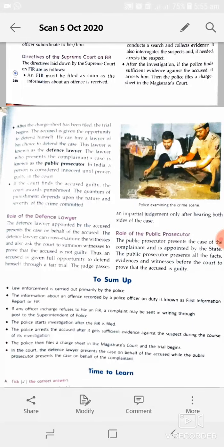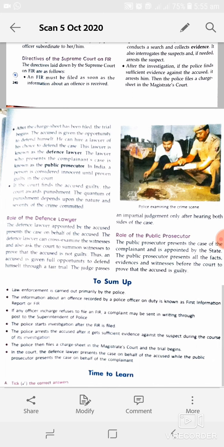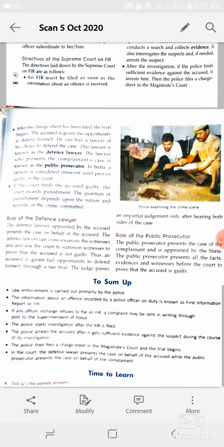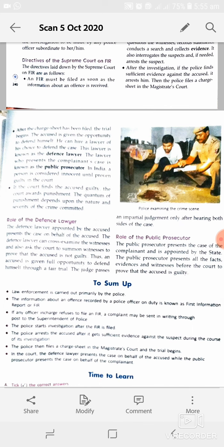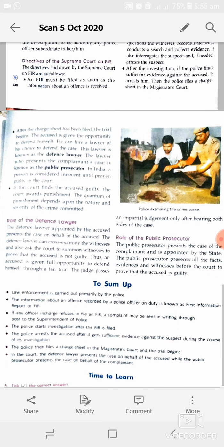Right. So after the charge sheet has been filed, the trial begins. Trial begins means the case begins in court. Then the accused is given an opportunity to defend himself. So he can hire a lawyer, known as the defense lawyer. And the lawyer who presents the complainant's case is known as the public prosecutor, which I told you yesterday.